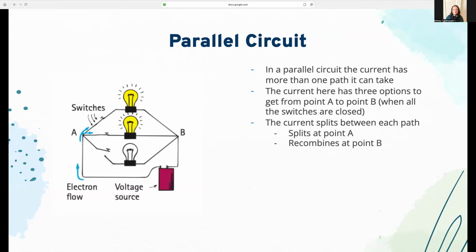And there's also parallel circuits. In a parallel circuit, current has more than one path it can take. We can see that right here. So it's coming from the battery, and then right here, currently, this switch is open, so the current can't go through this path, but it can still go through this upper path or the middle path. So it splits at this point and then recombines at this point. And obviously, if all 3 switches are closed, then it has 3 options.